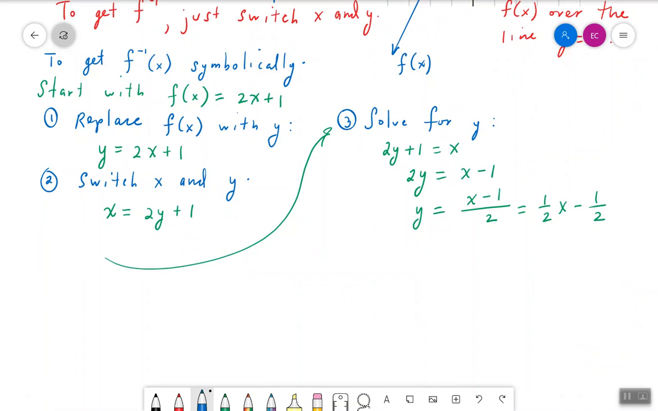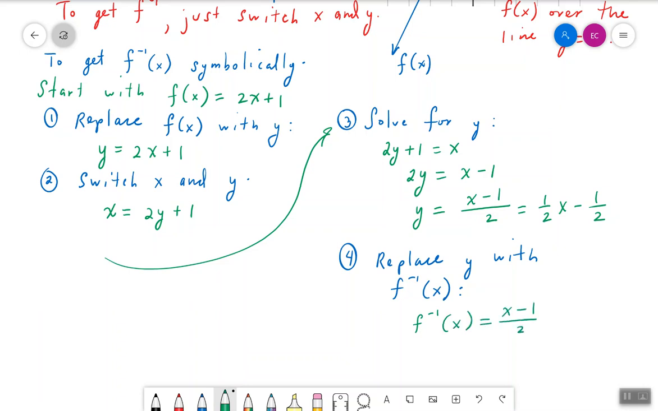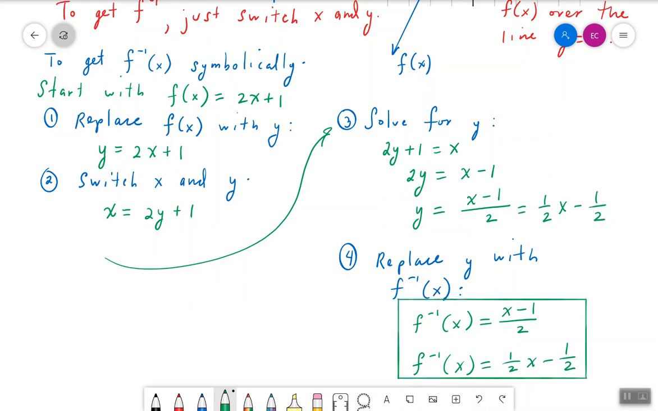And then the last step is just to replace y with f inverse of x. Right, because that's the formal name for that function. So we could write our answer as f inverse of x equals x minus 1 over 2. Or we could write f inverse of x equals 1/2 x minus 1/2. Either way would be fine. So I'll put a box around both of them.